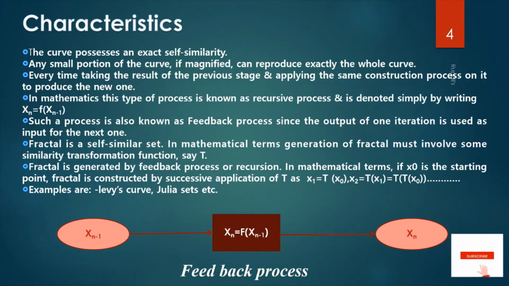Fractal is a self-similar set. In mathematical terms, generation of a fractal must involve some similarity transformation function, say T. A fractal is generated by a feedback process or recursion. In mathematical terms, if x0 is the starting point, the fractal is constructed by successive application of T. So what is x1? x1 equals T(x0). So what is x2? x2 equals T(x1). So in place of x1 we can write T(x0). So x2 equals T(T(x0)) in this way.